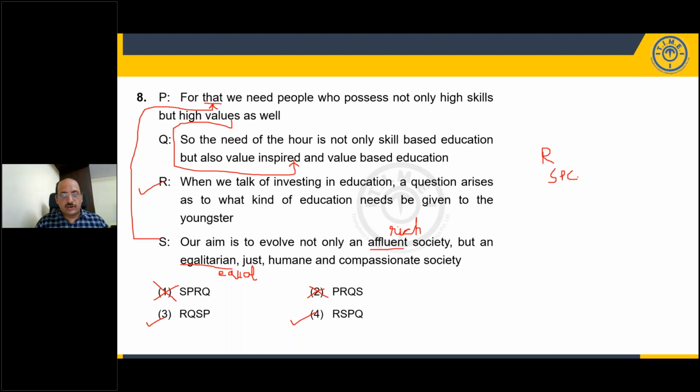So therefore, my right order would be RSPQ. Do I have that in the options? Yes, option number 4. So 3 gets eliminated. My answer is option number 4. Is it clear how we work this out, guys?